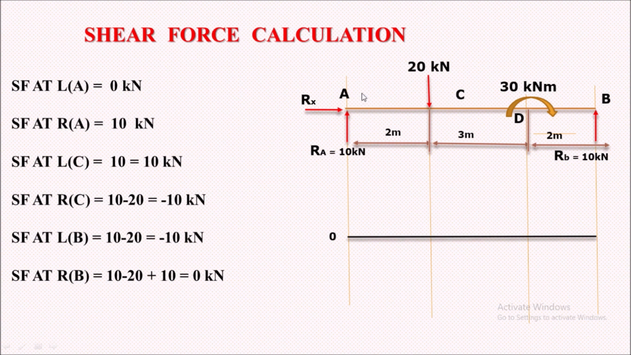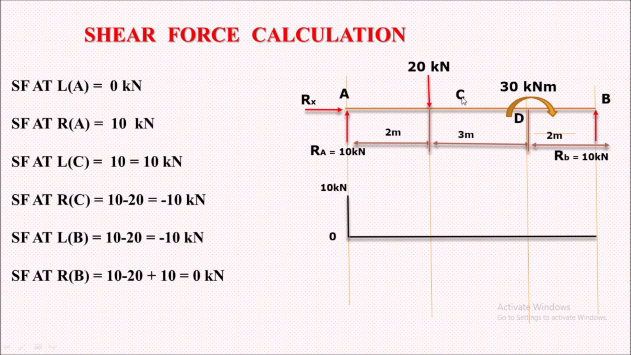Now if we consider the right of A, we can see a 10 kilonewton load acting upward. Upward is considered positive magnitude. So we have 10 kilonewton over here, of positive magnitude. So we'll come above this 0 line, 10 kilonewton.